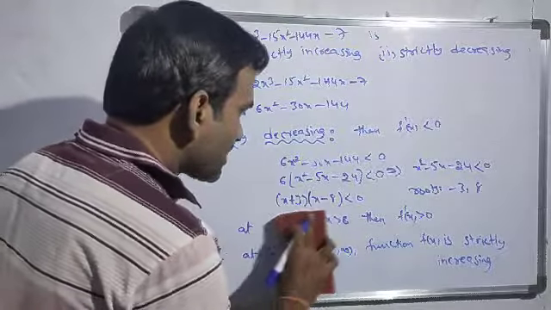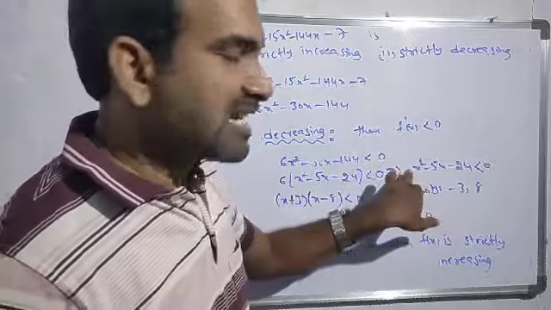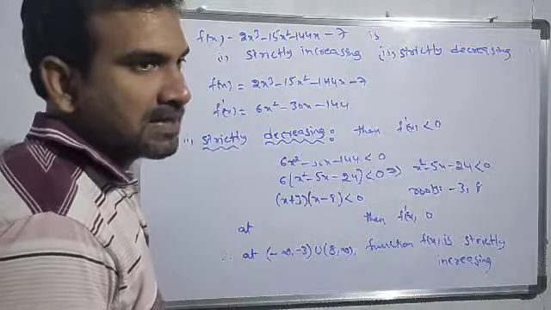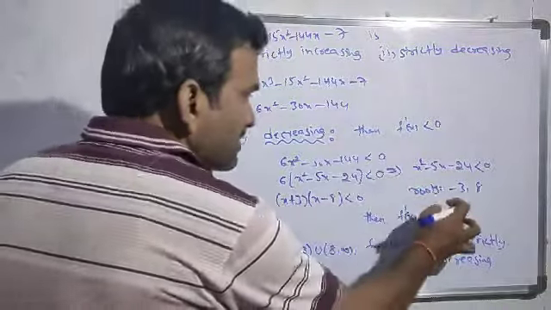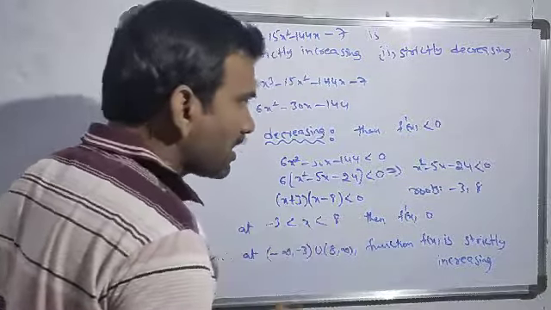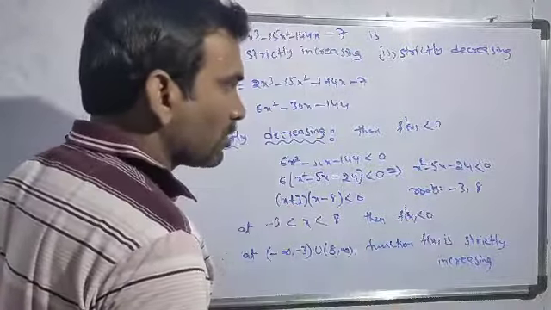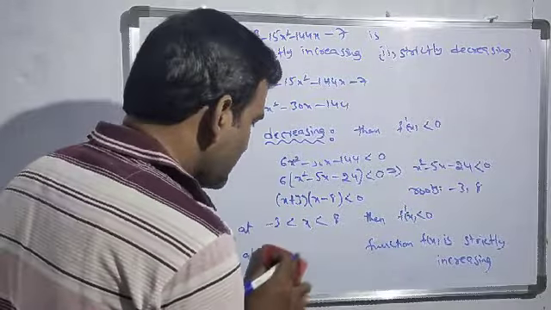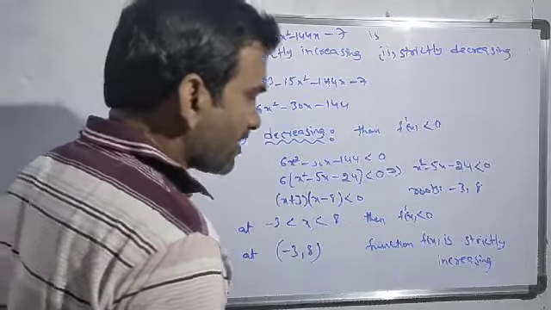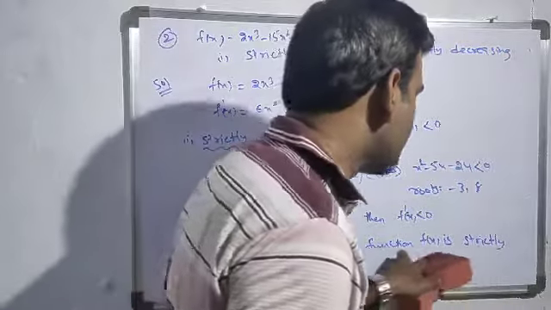So now you just observe here, x squared coefficient is positive, expression should be negative, opposite signs. Where are you having the opposite signs? Between alpha comma beta. This is alpha, this is beta: minus 3 and 8, in between. In between these, the given f dash of x is less than 0. So in the interval minus 3 comma 8, the function f of x is strictly decreasing.